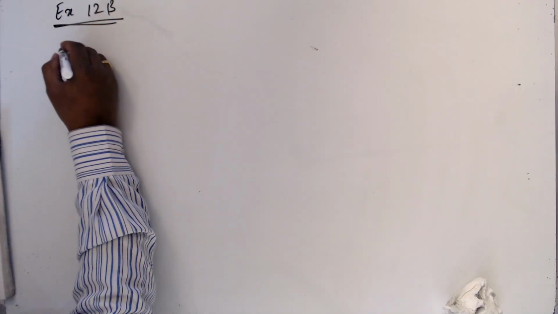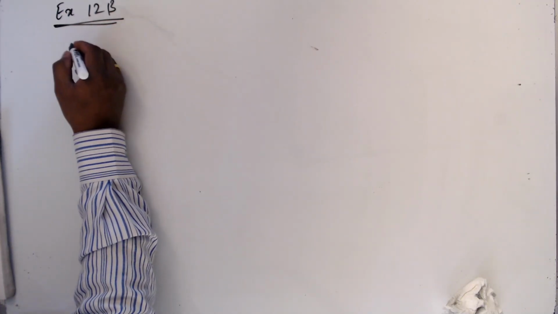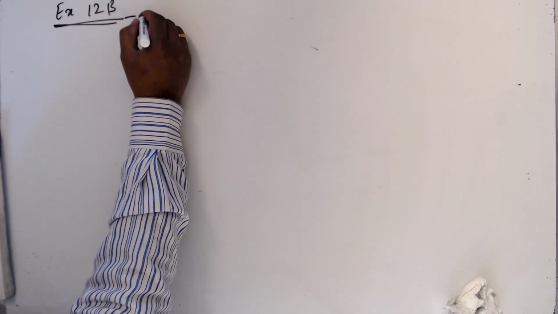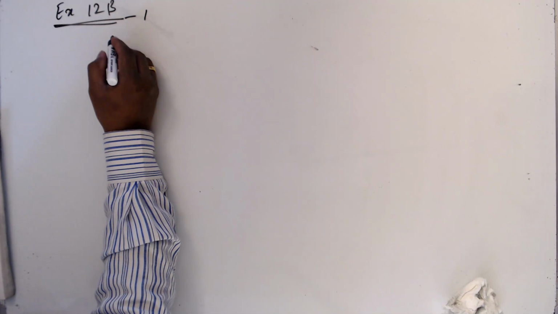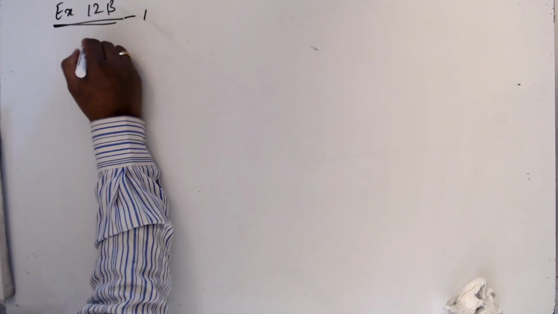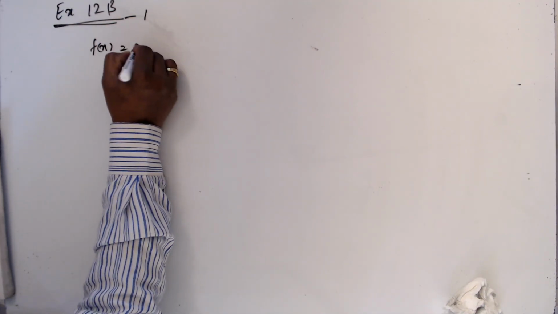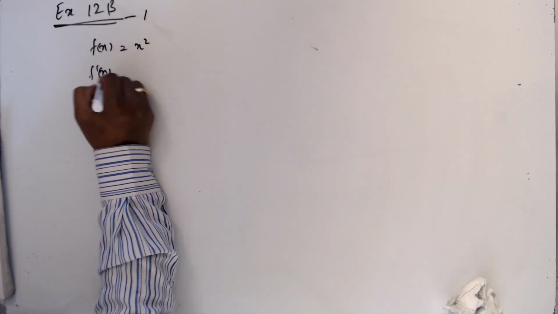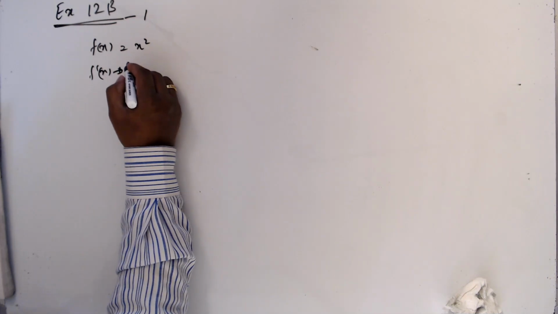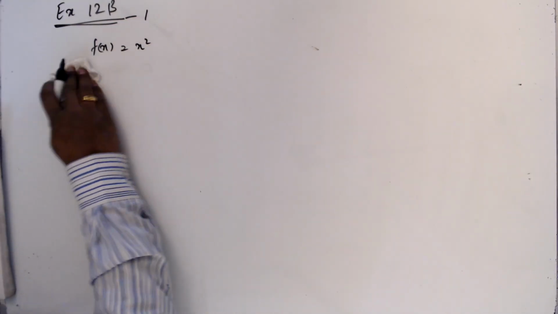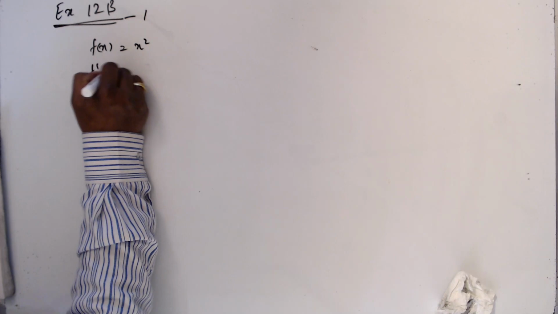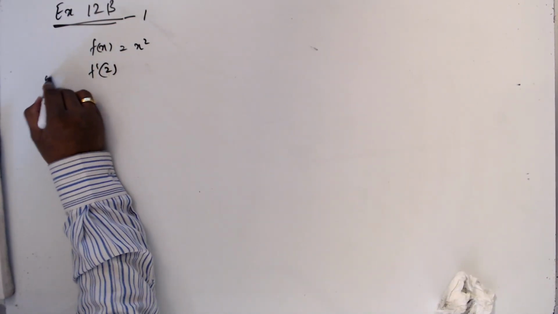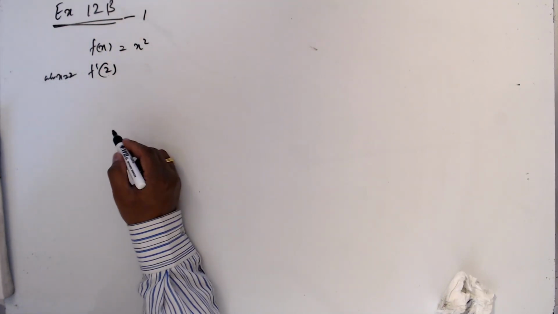Let's start question 12b exercise. Question number 12b. Question number 1. f(x) equals x squared. We need to find f'(x) and then basically f'(2). So we want to find the gradient when x equals 2.